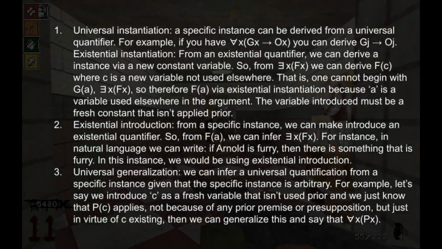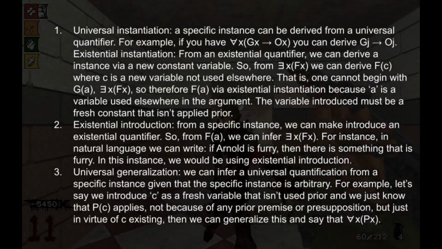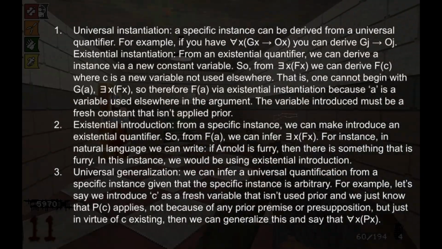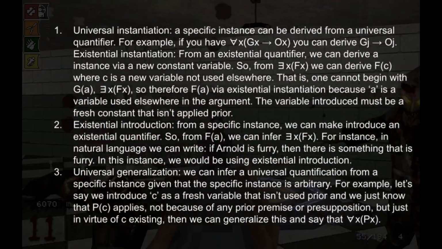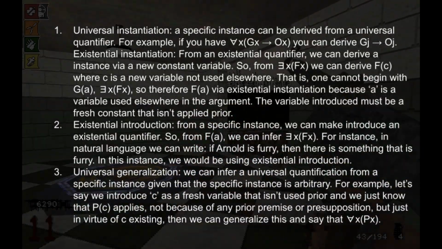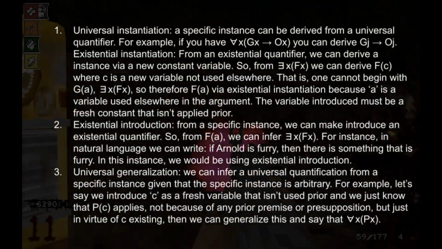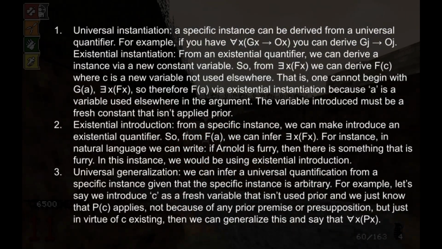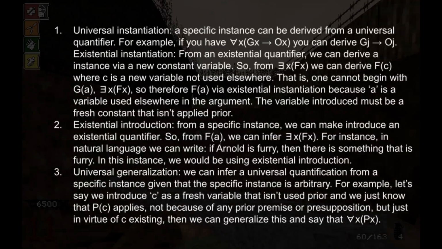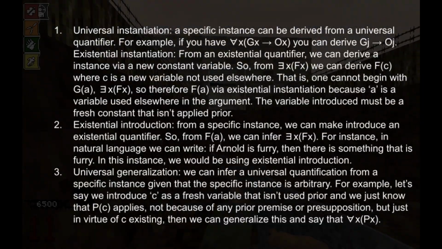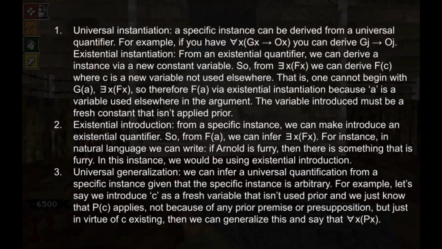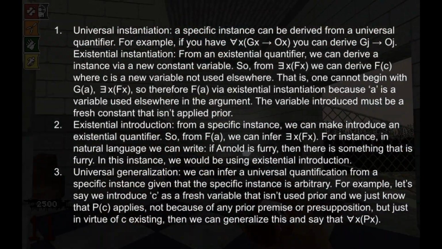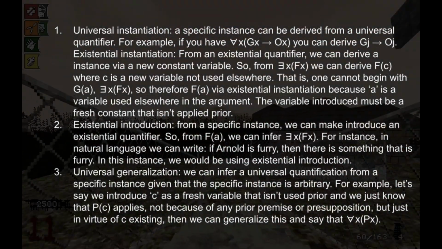Now, second, we're going to have existential introduction. From a specific instance, we can make a quantification; you can use an existential quantification. Let's say that you have F predicated to a. From there, we can infer there exists some x such that x is F. So let's say in natural language, we write if Arnold is furry, then something exists that is furry. In this instance, we would be using existential introduction.